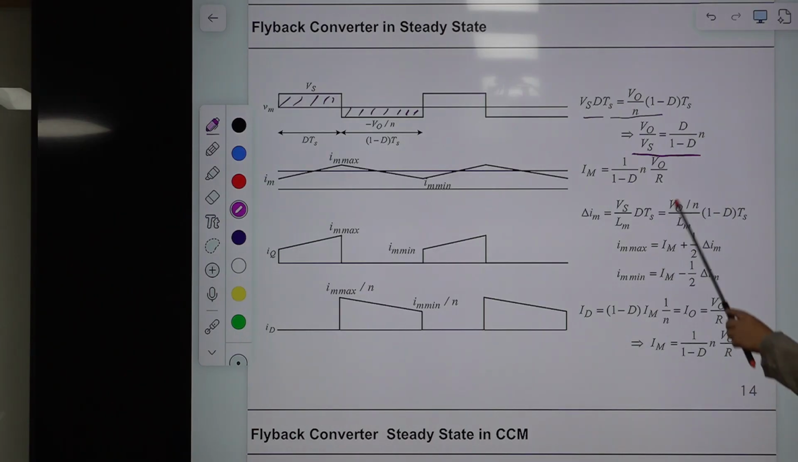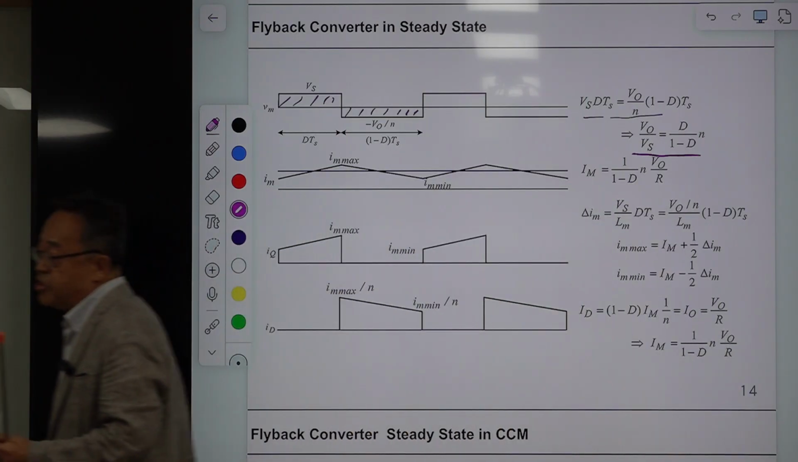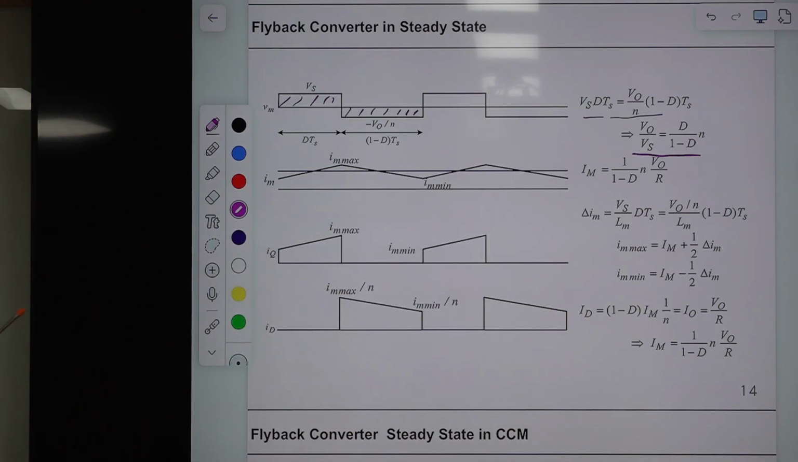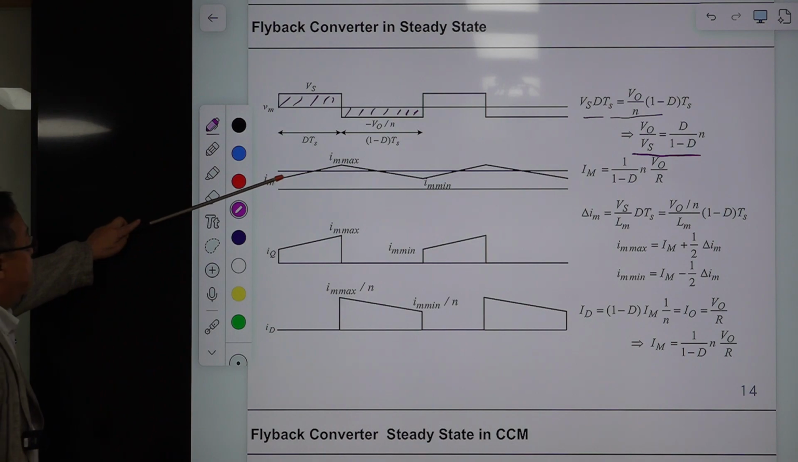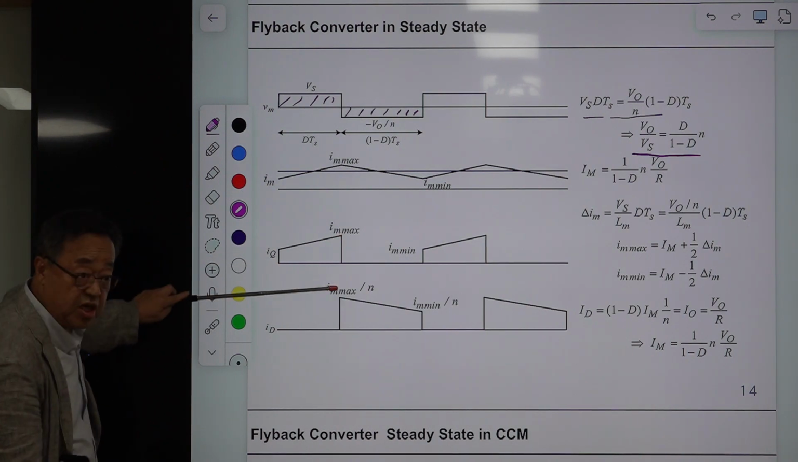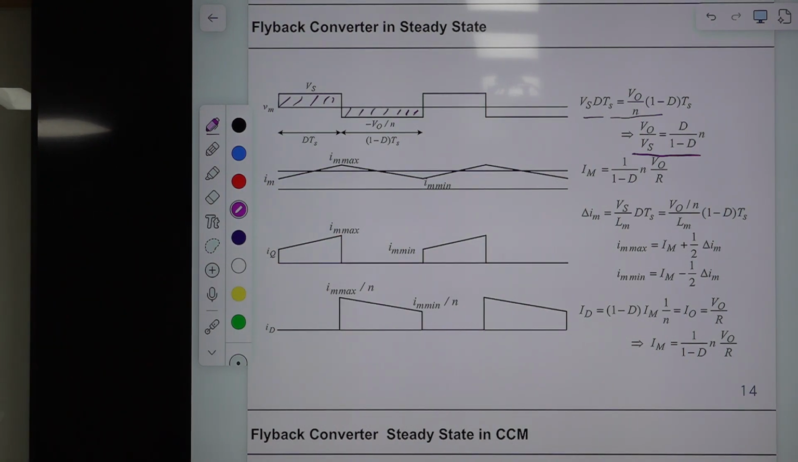Okay, so D is coming from the buck, 1 divided by 1 minus D is coming from the boost, and N is coming from the transformer turns ratio. IM is the average value of the magnetizing inductor current. Okay, so IM is continuous during the on-time period. IM is passing through the switch. Okay, so this is the same as this.